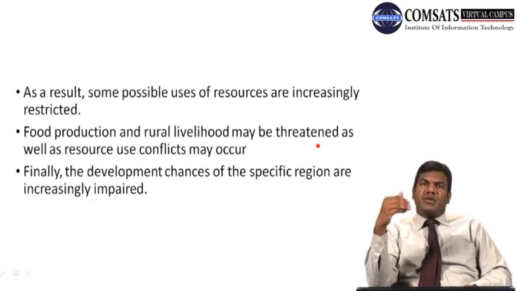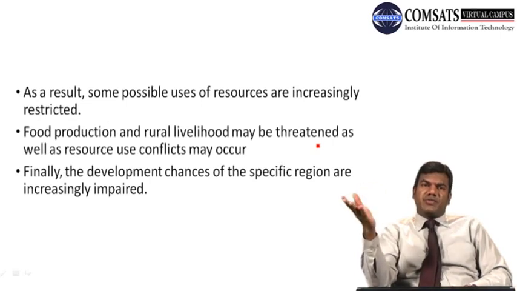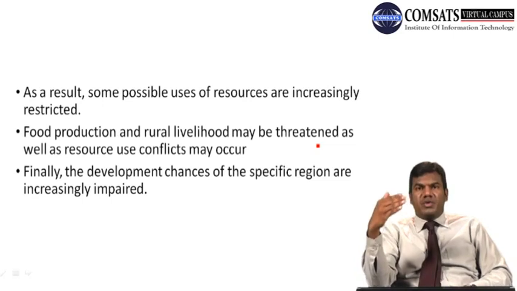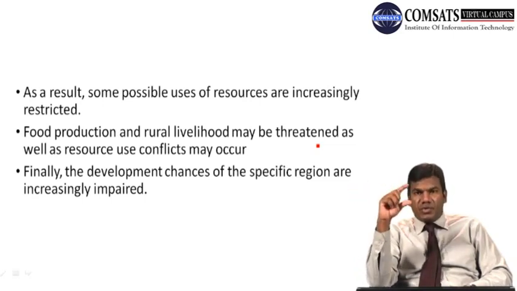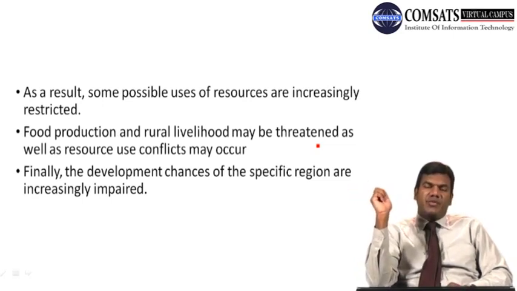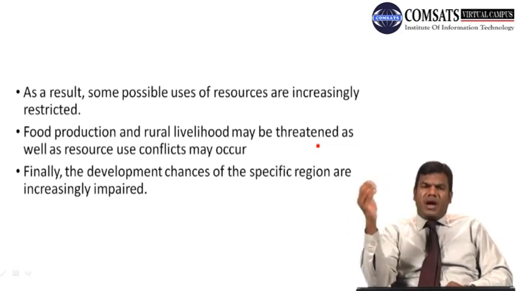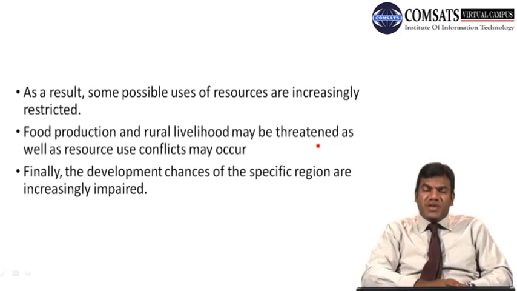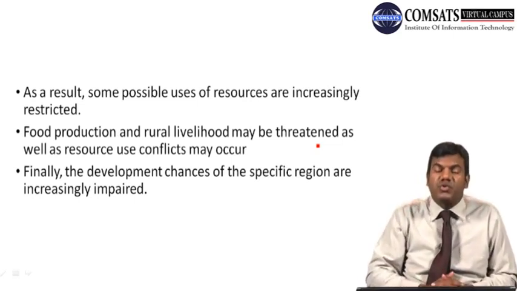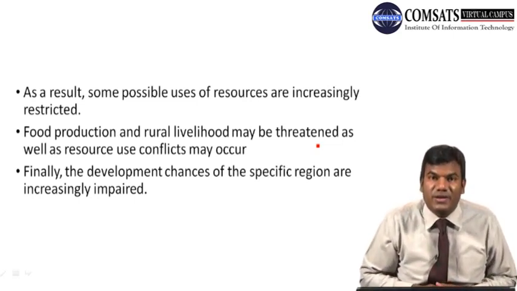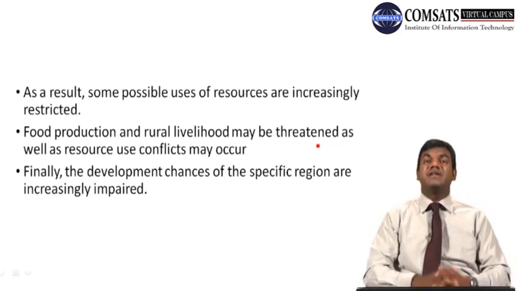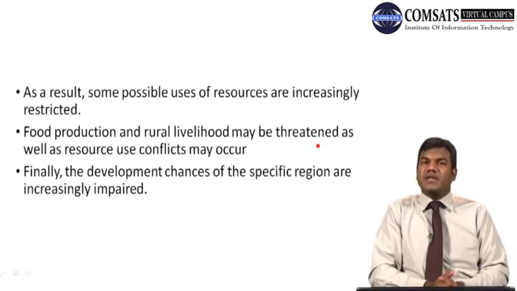Now, जैसे जैसे resources को हम use करते जा रहे हैं, जैसे जैसे resources को हम exploit करते जा रहे हैं, अब क्या होता जा रहा है कि उनके use के ऊपर क्या होती जा रही है? Restrictions आती जा रही हैं, क्योंकि उनकी quantity क्या होती जा रही है? कम होती जा रही है. Food production and rural livelihood may be threatened as well as resource conflicts may occur. Remember the last lecture I said resources आपके conflict की तरफ ले जाते हैं.